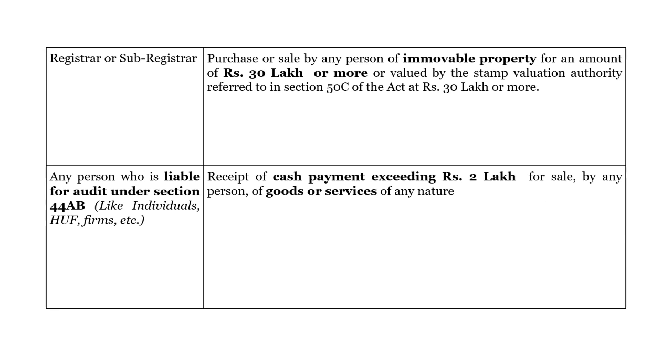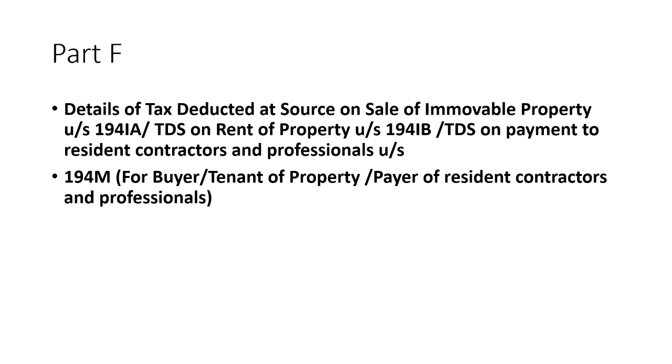Registrar or sub-registrar for the sale and purchase of immovable property, more than 30 lakhs, sorry. Any persons liable for section 44AB tax audit: a tax auditor is required to disclose all those things, and then this information is available and submitted to the income tax department.